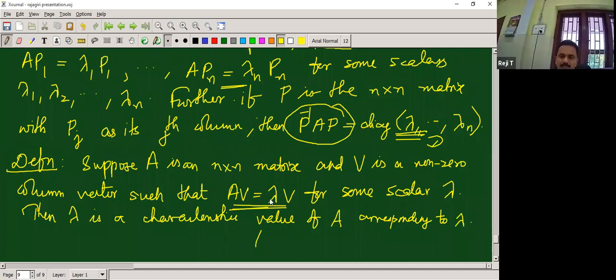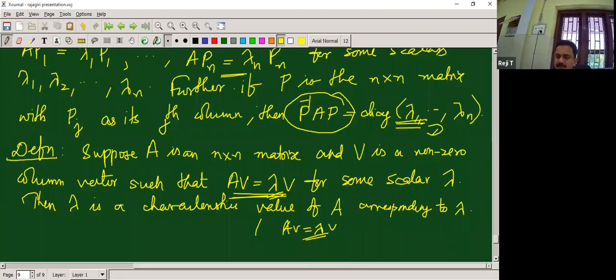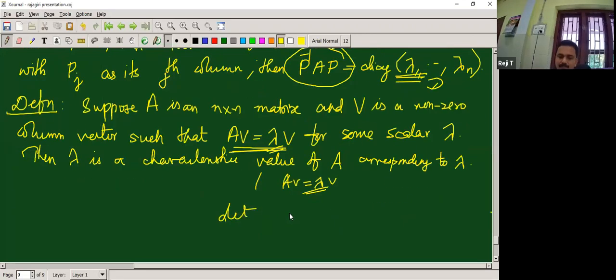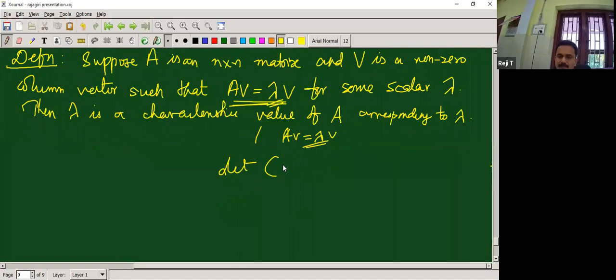A non-zero vector V is called a characteristic vector corresponding to the characteristic value lambda if AV is equal to lambda V. And we know that to find these characteristic values, we have to solve the equation determinant of A minus lambda I is equal to 0, and this leads to the characteristic equation. If A is an n-dimensional matrix, the characteristic equation is a polynomial of degree n.